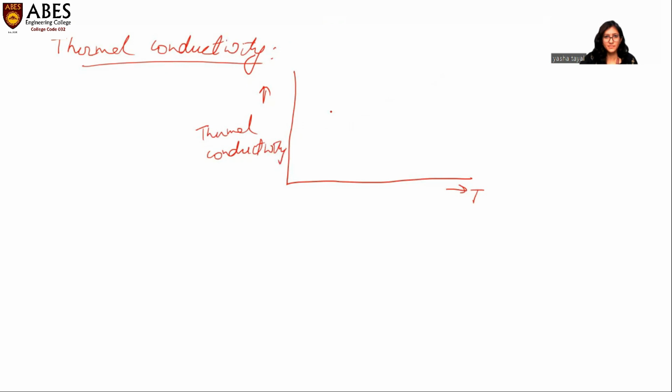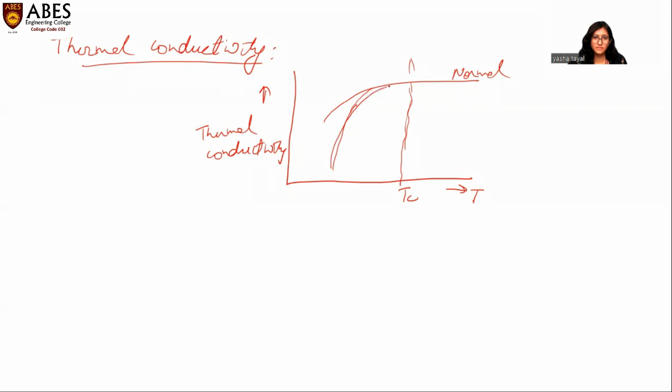Say, for example, this is a graph of a normal material, and I'm going to plot here the critical temperature. For super electrons, we're going to find this type of behavior. So this is for normal and this is for superconductors. The thermal conductivity we can see here, the graph is of this type.